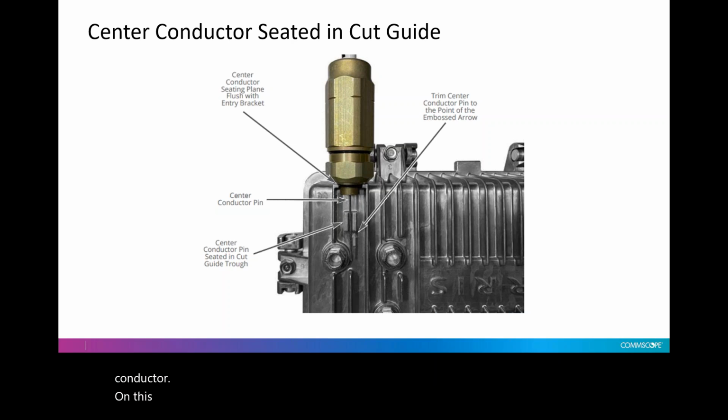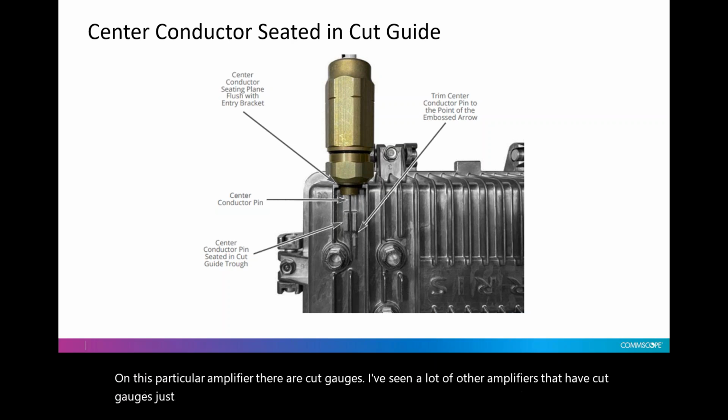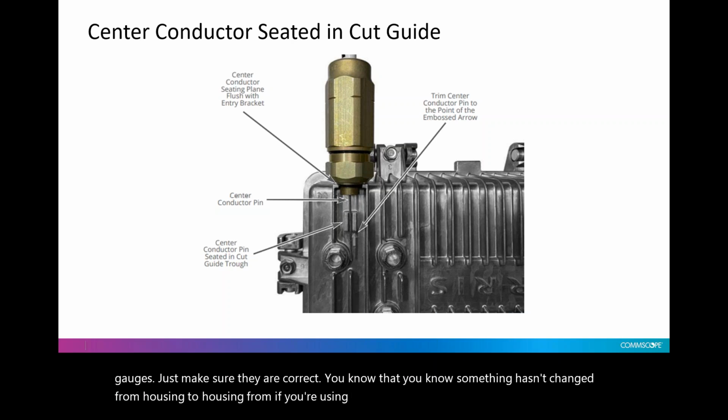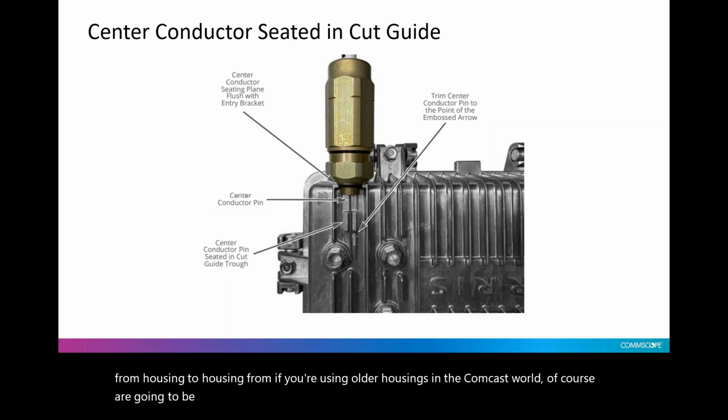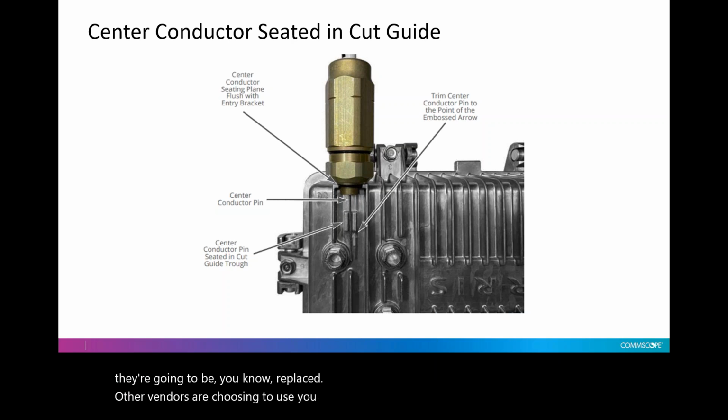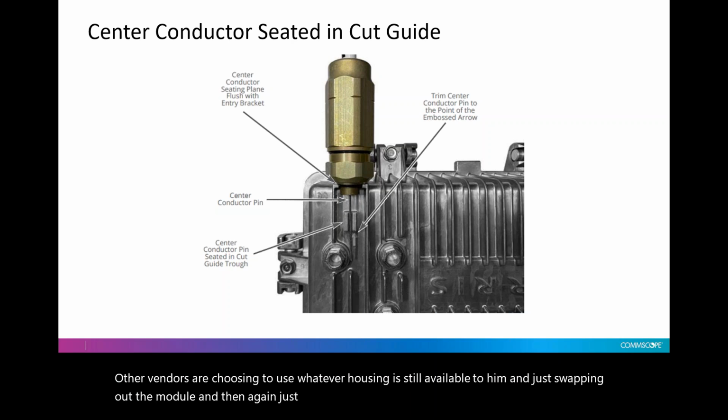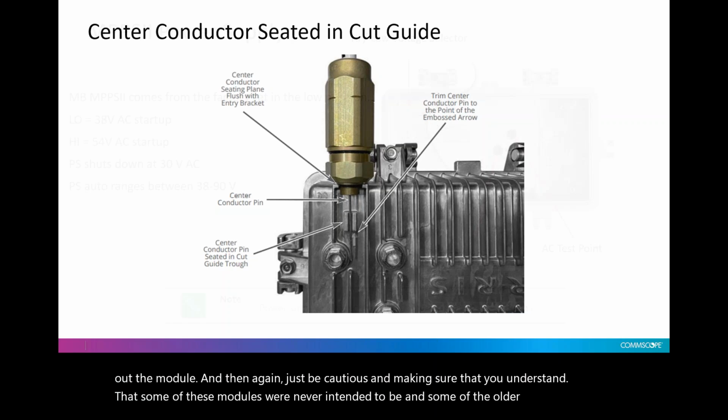On this particular amplifier, there are cut gauges. I've seen a lot of other amplifiers that have cut gauges. Just make sure they're correct, that something hasn't changed from housing to housing. If you're using older housings, in the Comcast world, of course, they're going to be replaced. Other vendors are choosing to use whatever housing is still available to them and just swap out the module. Again, just be cautious and make sure you understand that some of these modules were never intended to be in some of the older housings.